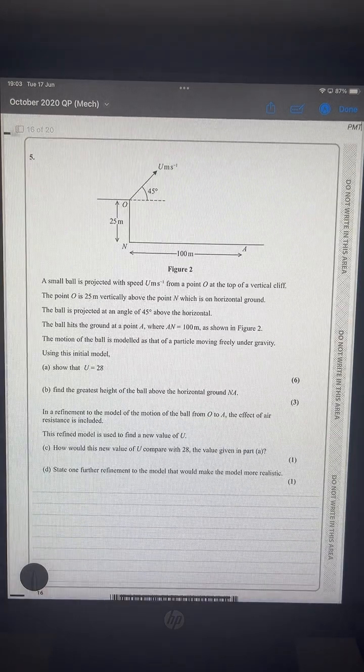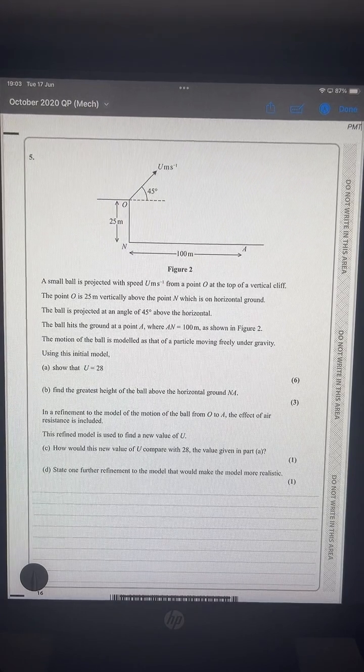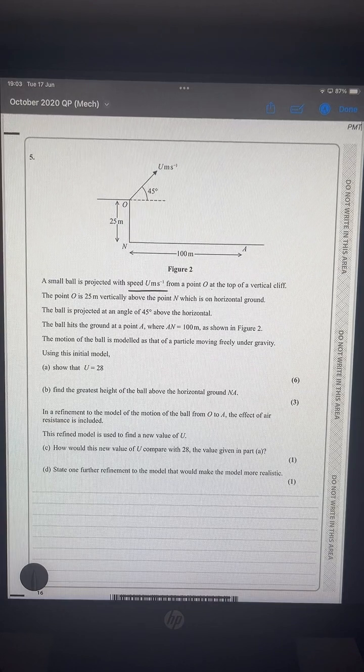Now let's get into this question. Just take a note. It's being launched from a height at an angle with a speed. This in particular is one of my favorite types of questions. So a small ball is projected with a speed u meters per second from a point O at the top of a vertical cliff. It is 25 meters vertically above point N, which is on horizontal ground. It is projected at an angle of 45 above horizontal. The ball hits point A, where AN is 100 meters, shown in figure 2.